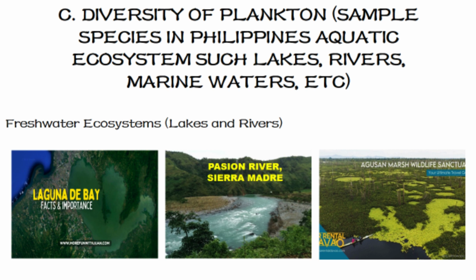Next, we have the Pasig River, or the one found in the Sierra Madre. This river, which flows through the Sierra Madre mountain range, supports diverse plankton communities, especially in its lower reaches and the estuary areas. And last, we have the Agusan Marsh, which is a vast wetland area in Mindanao, including Lake Mihaba and Lake Panlabuhan, harbors a rich diversity of planktonic life within its freshwater habitats. And those are some of the freshwater ecosystems, lakes and rivers found in the Philippines.